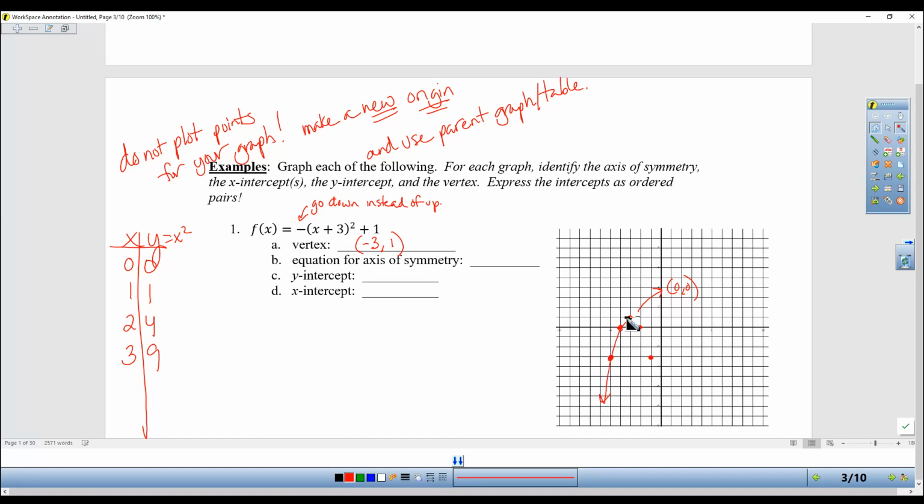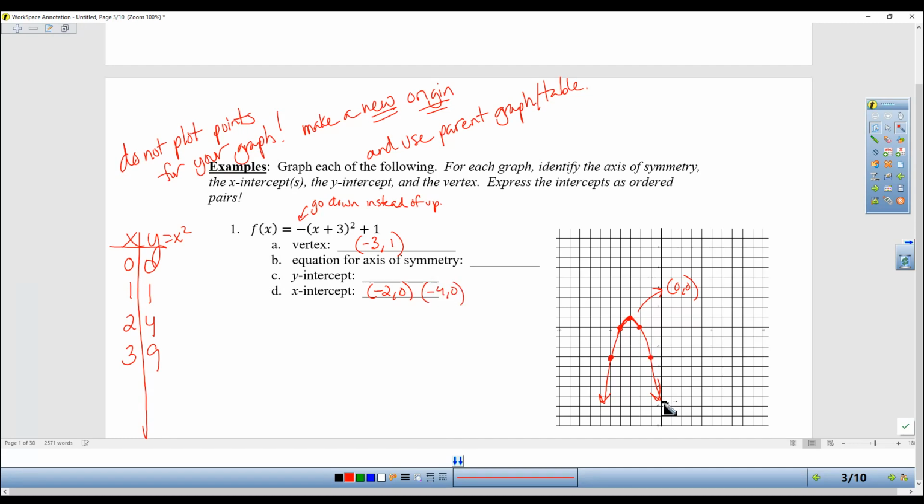Now, if you've made a good graph, that came out a little bit pointy. I really don't want it to be pointy. Make sure it's rounded. Okay. If you've made a good graph, you might be able to just see the x-intercepts. I can see them. Negative 2, 0 and negative 4, 0.